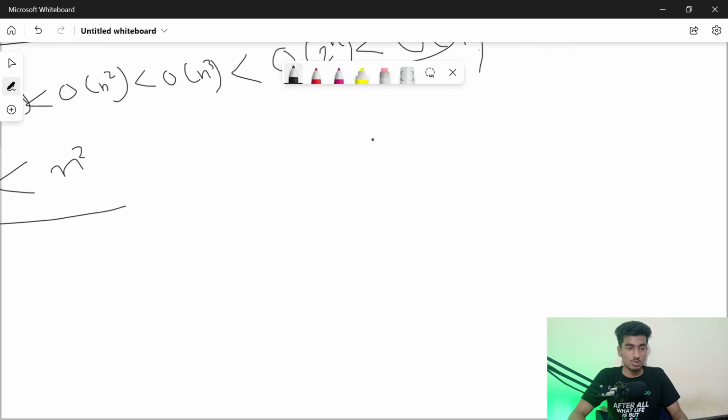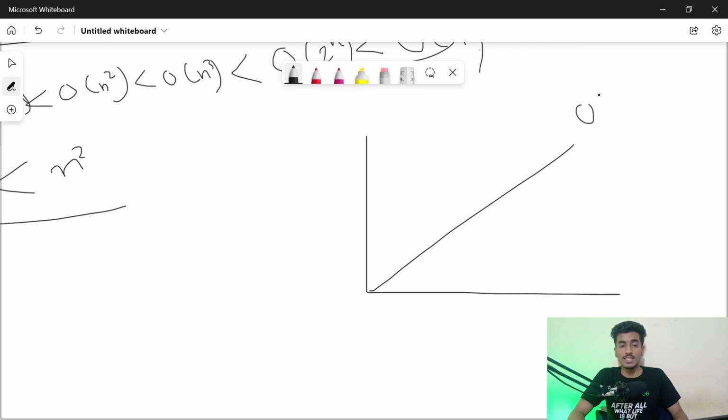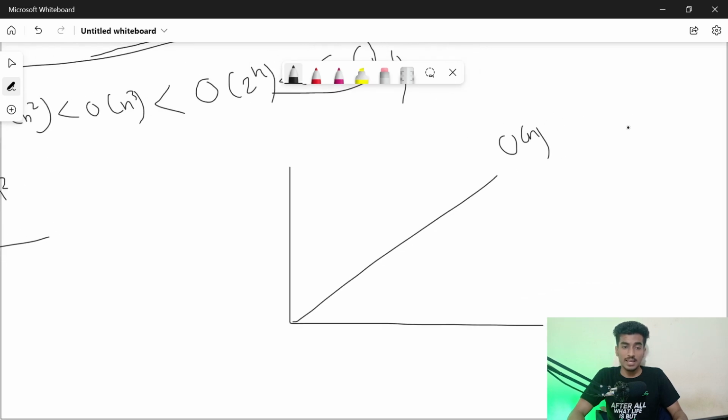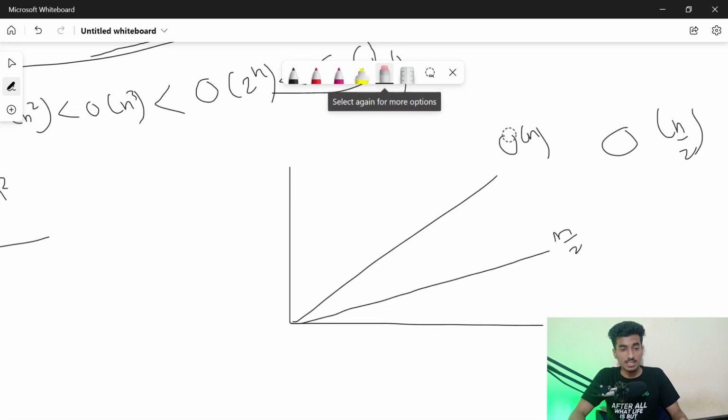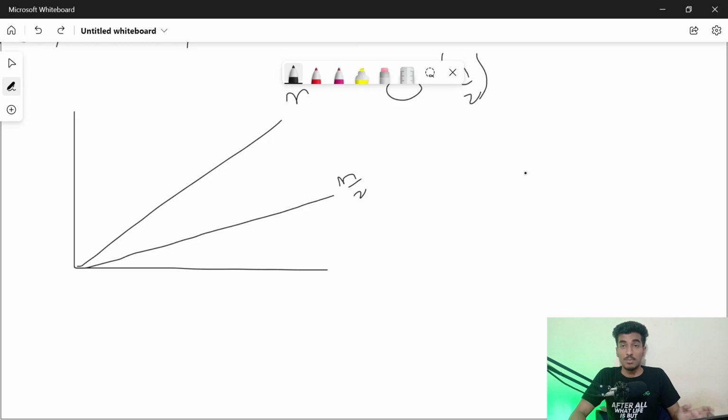So let me also show you one thing. Suppose this is the graph of our linear search algorithm, that is O of n, and suppose I am writing here O of n by 2. So what is the graph of n by 2? It is something like this. This is the graph of n by 2, and this is the graph of n. But when I'm using big O notation, then they both are equal. So they will be represented as big O of n.